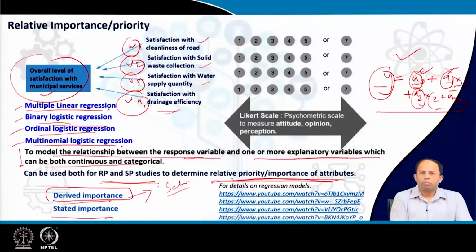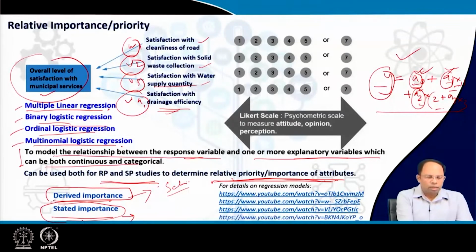So what is stated importance? Stated importance is when we directly ask people how important they think drainage efficiency is in the overall municipal service. They can give a rating in a Likert scale as well. Same goes for the other attributes. So it's a stated importance that also could be determined. So these are two approaches to determine importance or relative priority for an attribute.